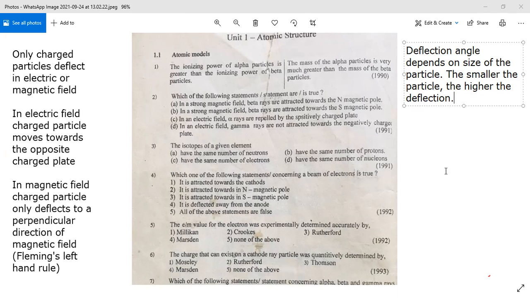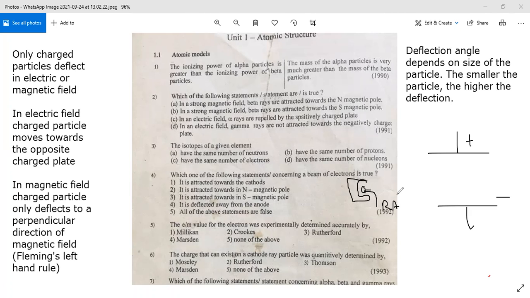I'll show it. This is target question 2. Positive plate, negative plate. There's a radioactive product. It gives out radiation. So alpha, beta, gamma are going out. Gamma goes like this.